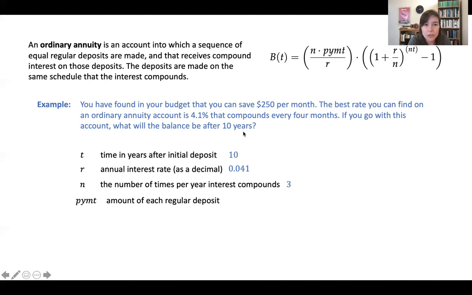All right, I'll direct you to this final comment in the definition: the deposits are made on the same schedule that the interest compounds. So it's tempting to say your regular deposit would be 250 because that's how much you're saving each month, but you're not compounding each month. You're compounding every 4 months. And so you're saving 250 every month for 4 months, that's $1,000. So actually the payment here would be 1,000.